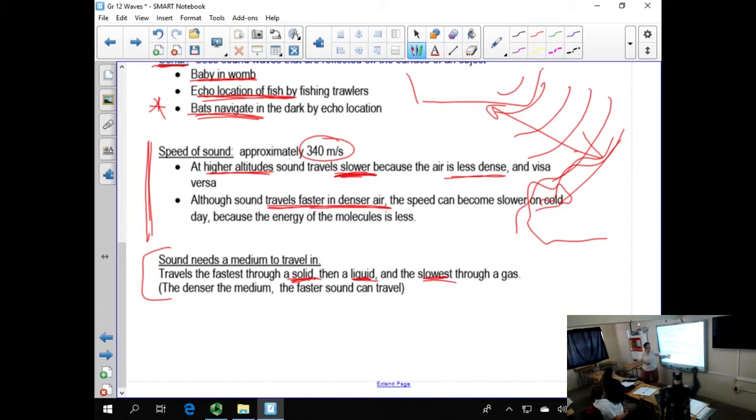All right, people, sound travels the best in a solid, then a liquid, then a gas. We can't hear very well in liquids if you're underwater, but you can still hear, just not very well. That is because our ears have been designed to hear in a gaseous medium. It's a limitation of the structure of the organ, not the fact that sound can't travel.